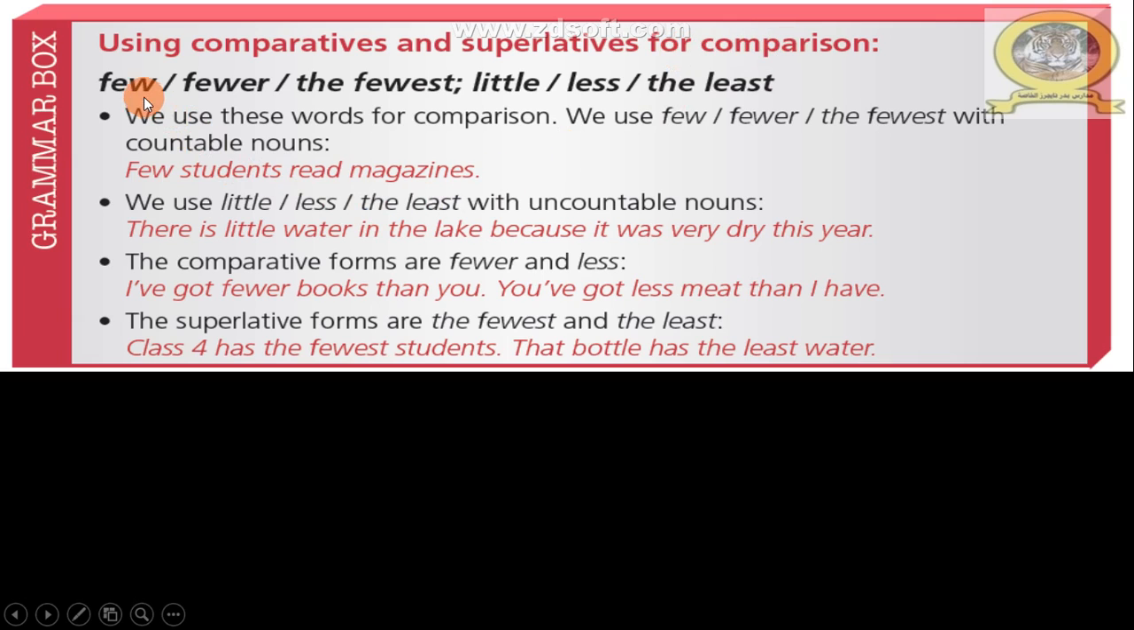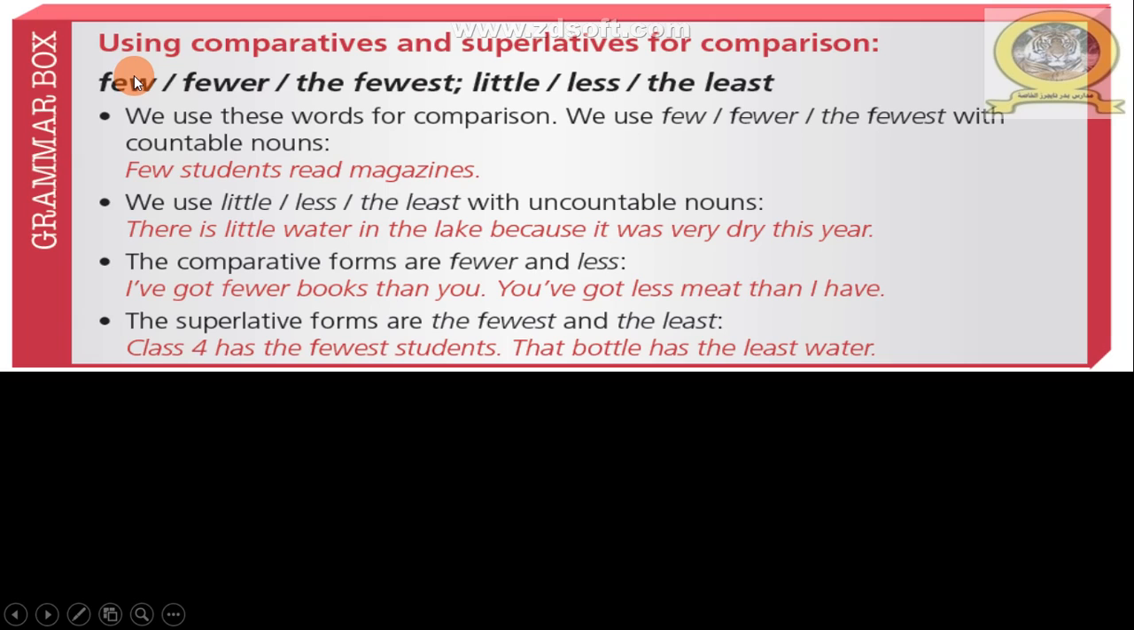We have to use few and little. We are going to use these two words to express the lack of something, or not many, or not too much. So we use these words for comparison.